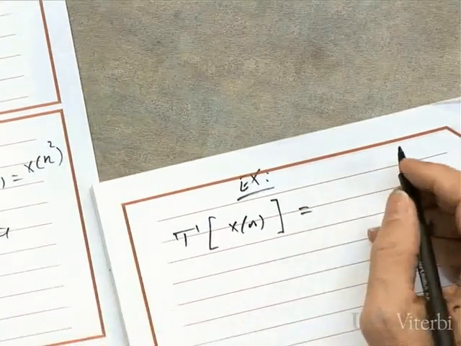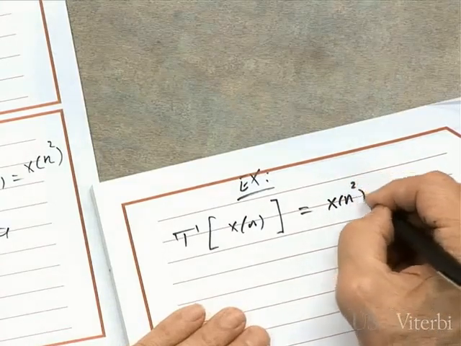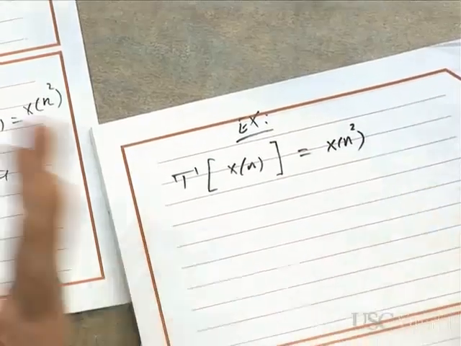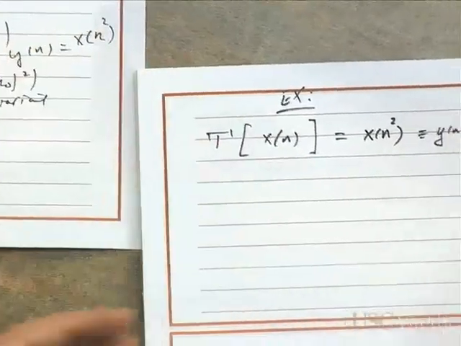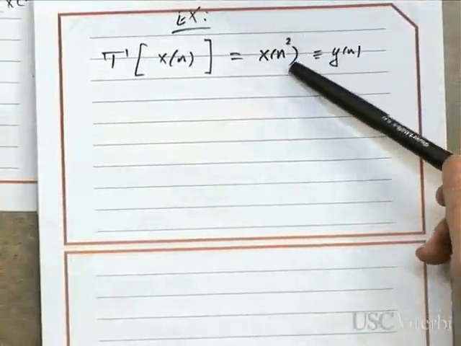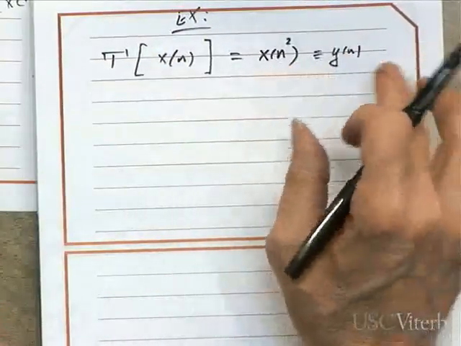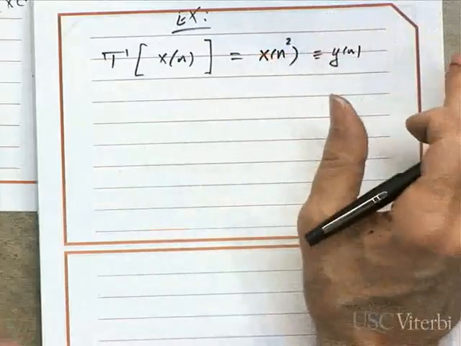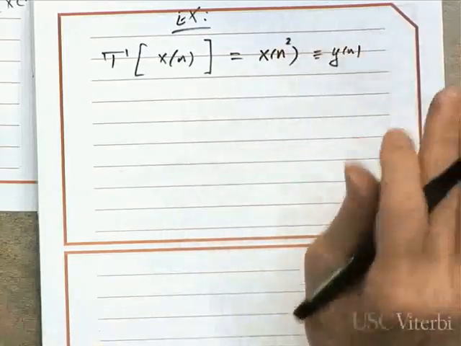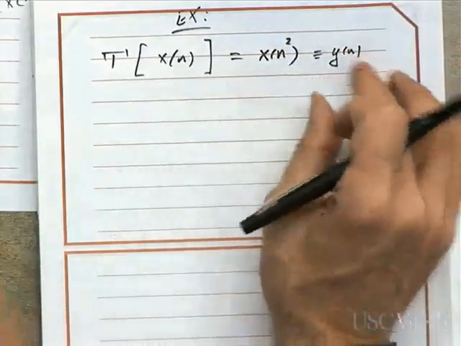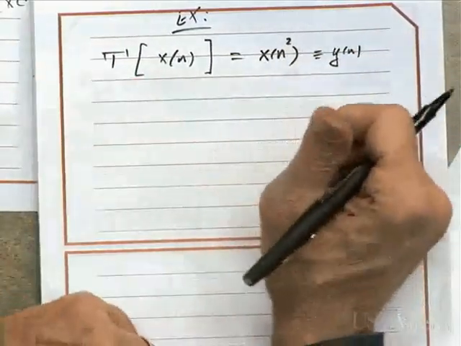Suppose my system output to my input x of n looks like x of n squared. Perfectly valid system. I will call that y of n. What it has done is stretch time out. With x of n coming in, my y of n will be x of 1, x of 4, x of 9, x of 16, etc. So it's kind of a weird thing. It's done something to discrete time, stretched or compressed it.